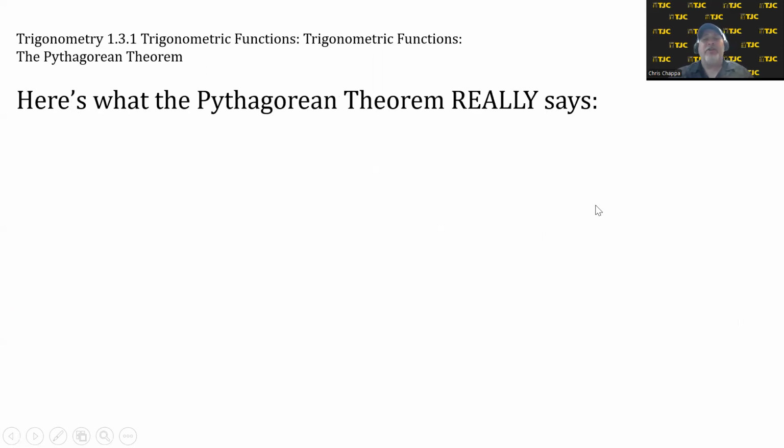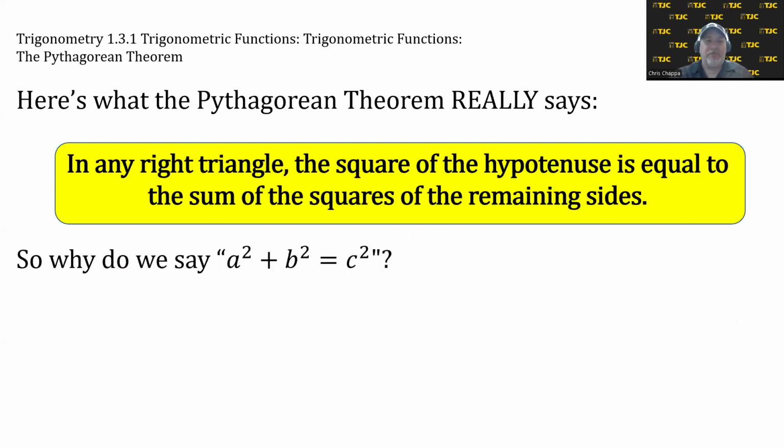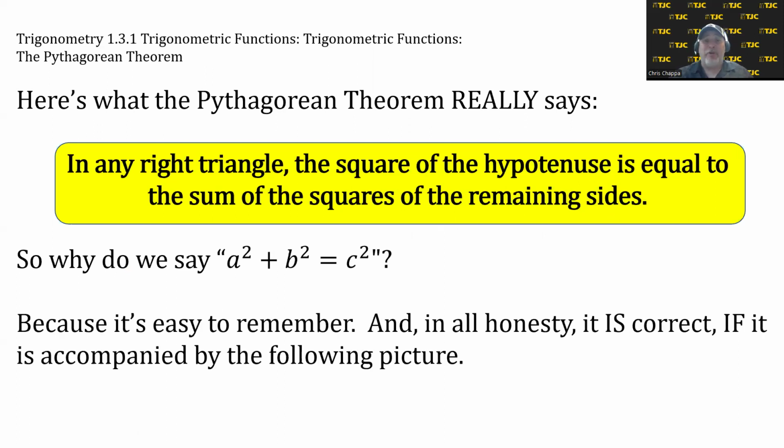Here's what the Pythagorean theorem really says. In any right triangle, the square of the hypotenuse is equal to the sum of the squares of the remaining sides. So why do we say a squared plus b squared equals c squared? Well, because it's easy to remember. And in all honesty, it is correct if it's accompanied by the following picture.